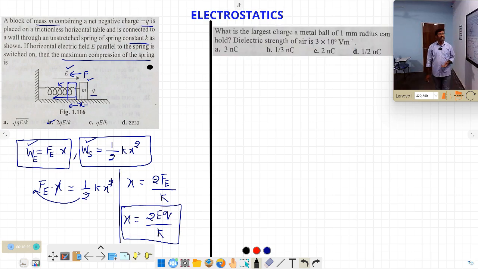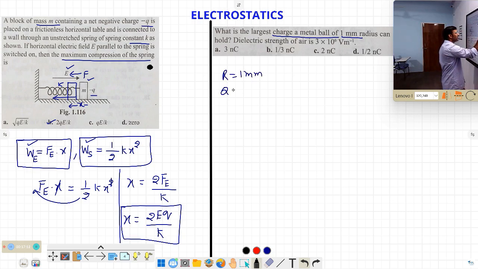Next question: what is the largest charge on a metal ball? How big a metal sphere can we take? Metal ball means sphere. The sphere has a radius of 1 mm, so that it takes the maximum amount of charge. So what is the largest charge on the metal ball of 1 mm radius? That means I have taken a sphere of radius 1 mm. How much charge can it take at maximum?